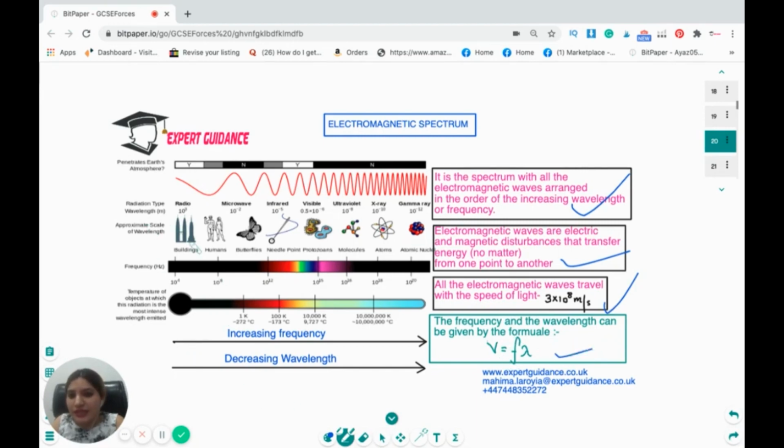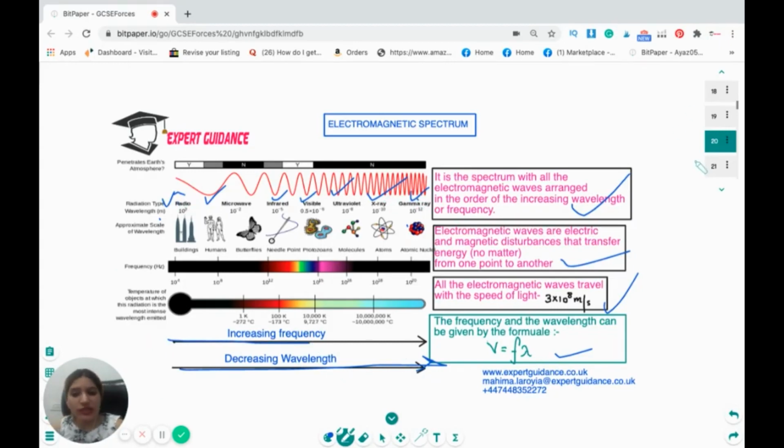Now, it starts with the radio waves, microwaves, infrared, visible, ultraviolet, X-rays, and gamma rays. To remember, radio waves travel a greater distance. You can see the radio station is in one city, and you can even hear the radio from one country to another. So radio waves have the highest wavelength. From radio to gamma, the wavelength decreases, and wavelength and frequency have an inverse relationship. So from radio to gamma, the wavelength is decreasing and the frequency is increasing.